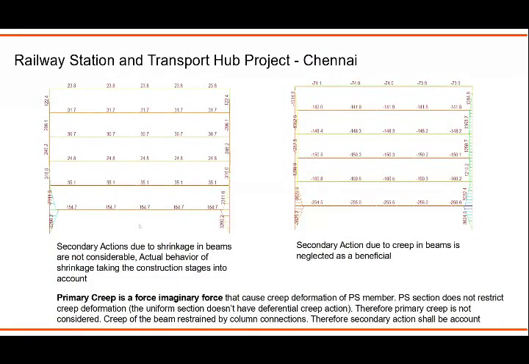Another thing I have mentioned here is creep. We know that primary creep is an imaginary force. We consider the shortening of the structure, where we assume an imaginary force that tends to shorten the structure, called primary creep. We don't need to consider primary creep in our design because we do not restrict it, but because of this primary creep force, secondary effects happen to the other structural elements. Creep and shrinkage both we have to consider.